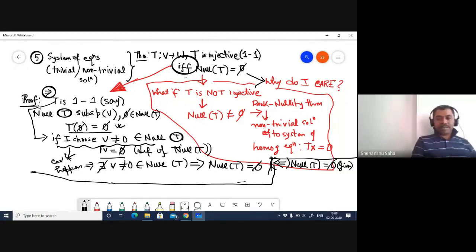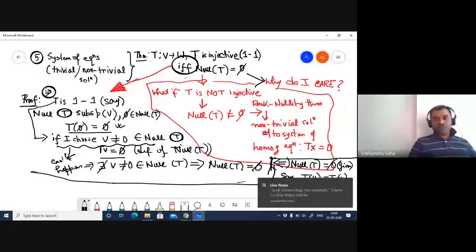Now let's just say that T of U equal to T of V. You know how to show a function is 1-to-1, right? You take T of X and T of Y, you assume that T of X is equal to T of Y, and if you are able to show that this implies X is equal to Y, then your function or the linear transformation is 1-to-1. So we will do exactly that.